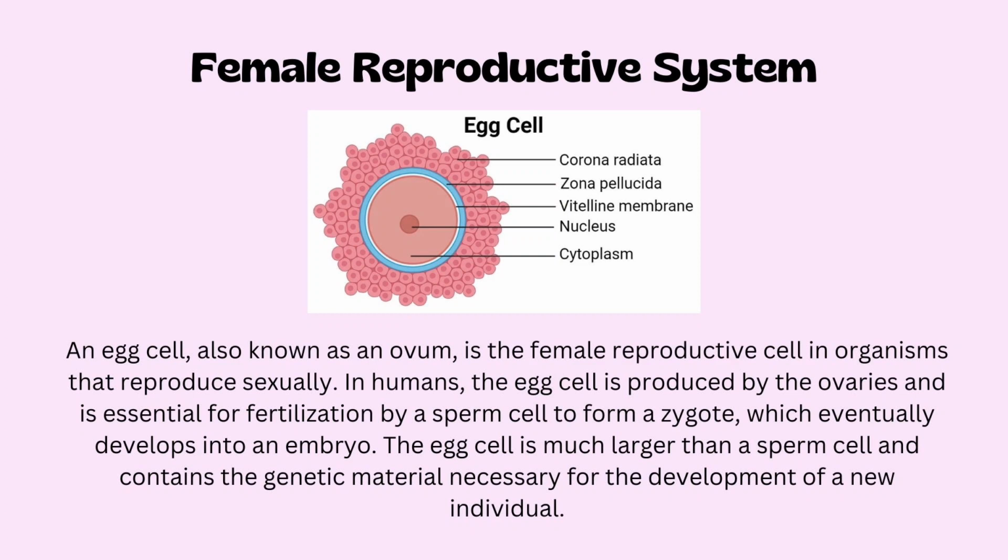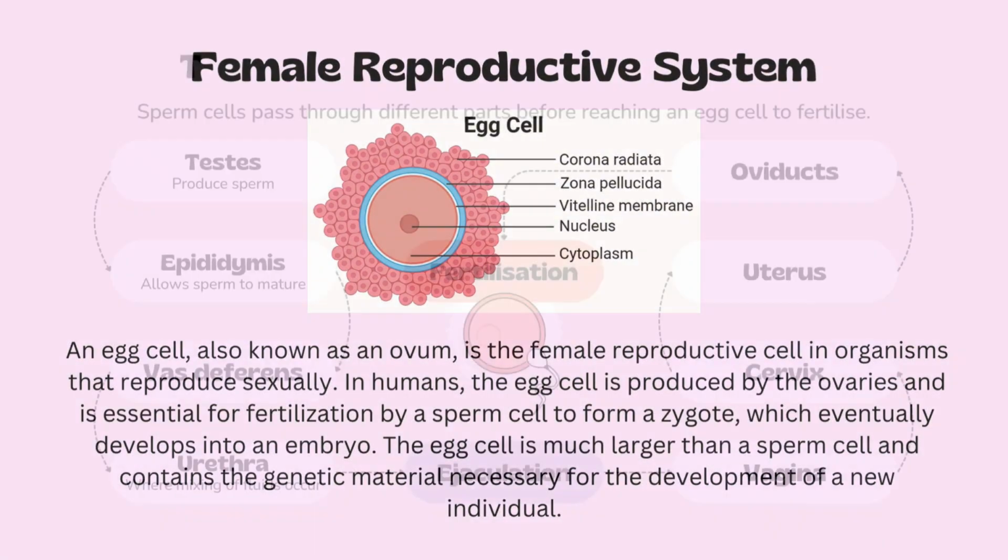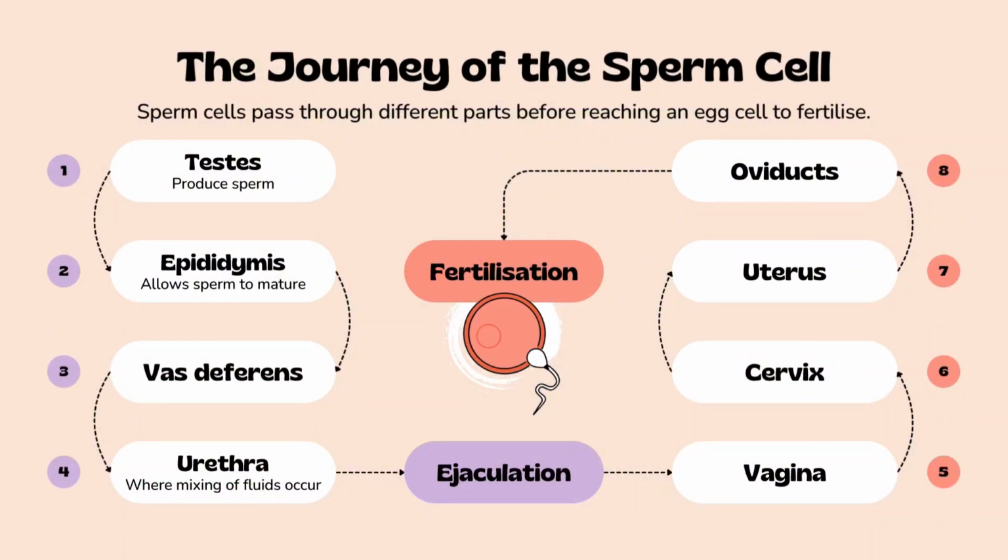Female reproductive system. An egg cell, also known as an ovum, is the female reproductive cell in organisms that reproduce sexually. In humans, the egg cell is produced by the ovaries and is essential for fertilization by a sperm cell to form a zygote, which eventually develops into an embryo. The egg cell is much larger than a sperm cell and contains the genetic material necessary for the development of a new individual.